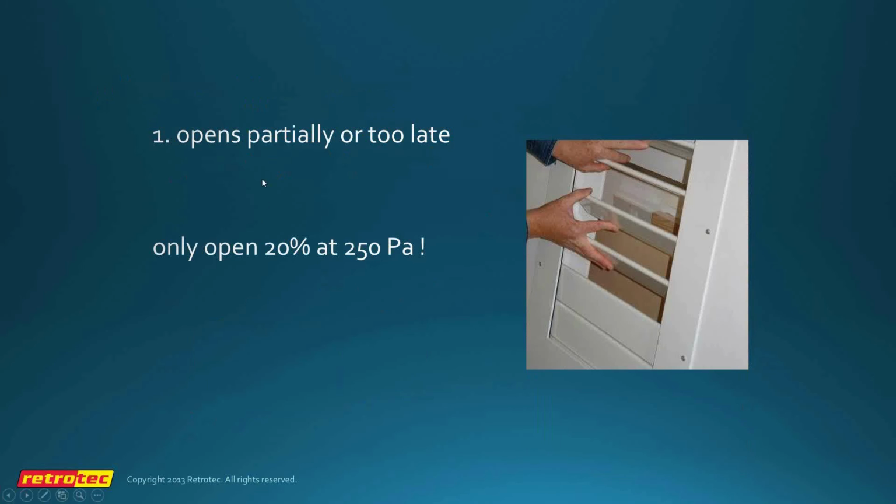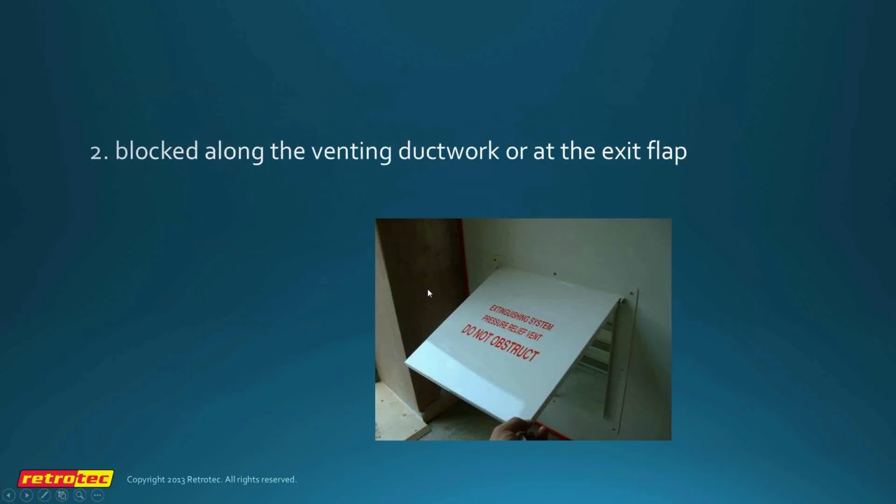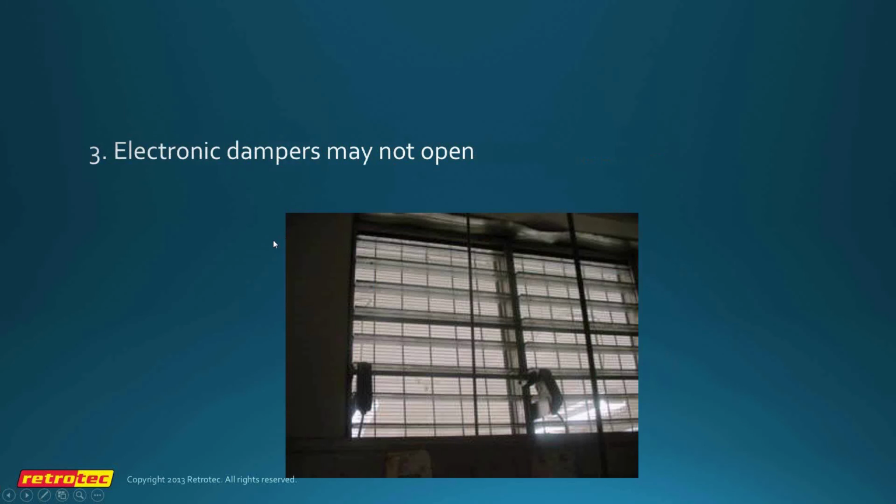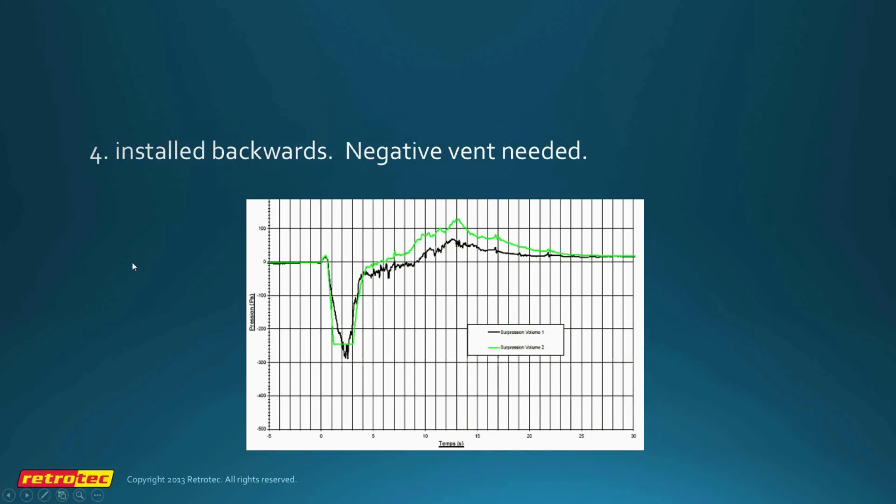I won't get into that in a lot of detail here, but that's something that needs to be considered. So does it open partially, or does it open too late? Is it blocked? In this case, we've got a flap on the back, which can be easily blocked. So on your annual inspection, you should measure the venting pathwork to make sure it's still working. You should be checking the electronic dampers to make sure that they open. They may not. In a lot of cases the vents are installed backwards. If they have a halocarbon, they assume there's going to be a positive pressure, and they really should be venting on the negative side. So that's something to watch.